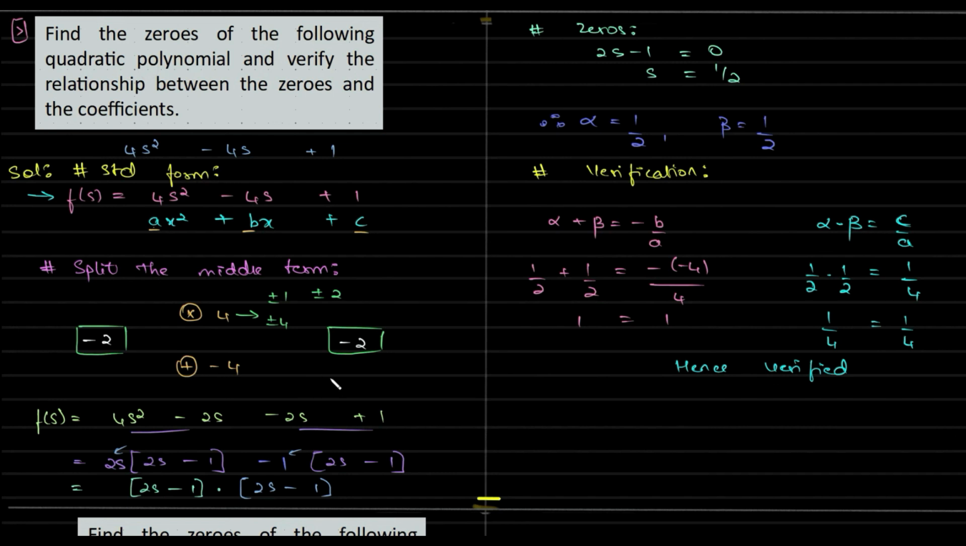Okay, so it's not too hard. We'll be looking at more splitting the middle term, verification and finding the zeros. So if there is any confusion in this problem, just go on to the next question and have a look. You'll understand a lot more.